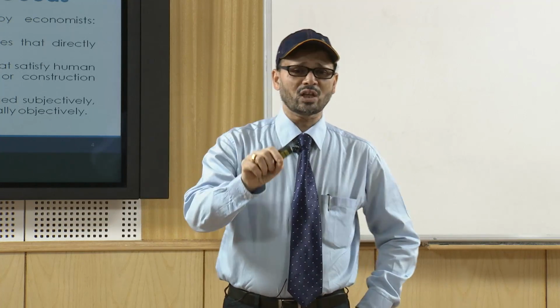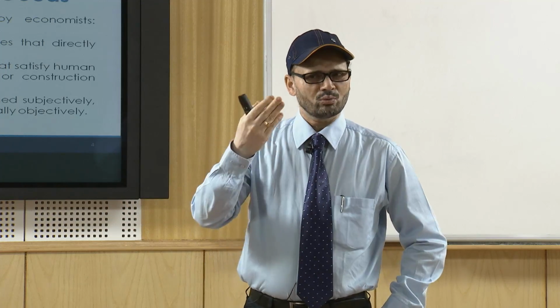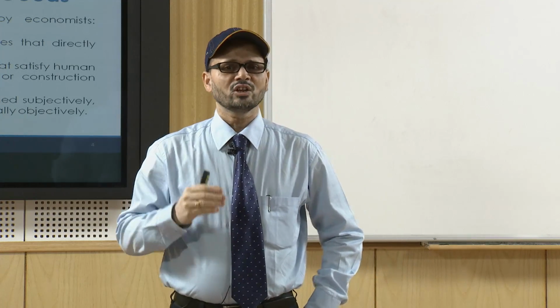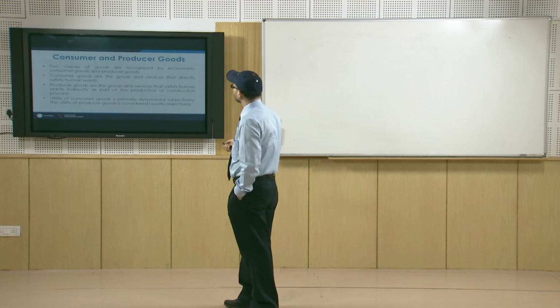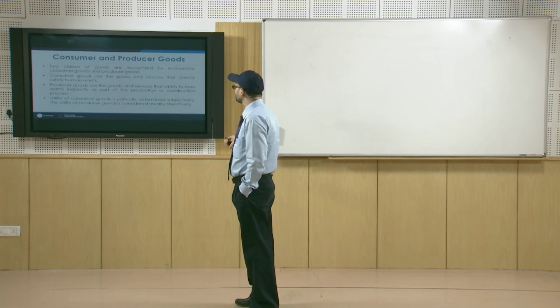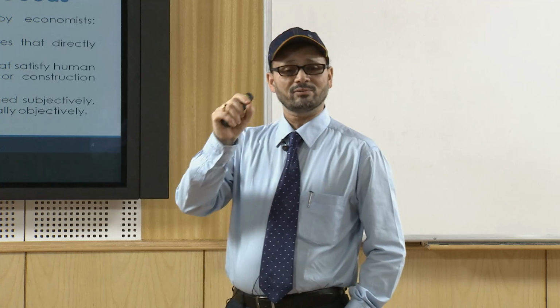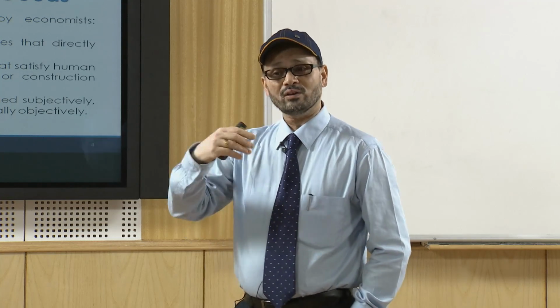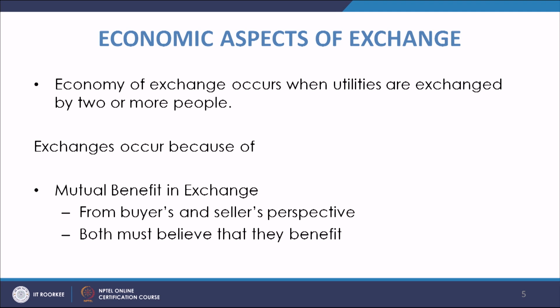Only when these 10,000 keys are pressed will you hear that particular music which will satisfy your ear. That is why it is written that the utility of consumer goods is primarily determined subjectively, while for producer goods it is determined objectively. You have to objectively define what you want, and only then will you get the consumer goods. Now we will see how this exchange occurs.